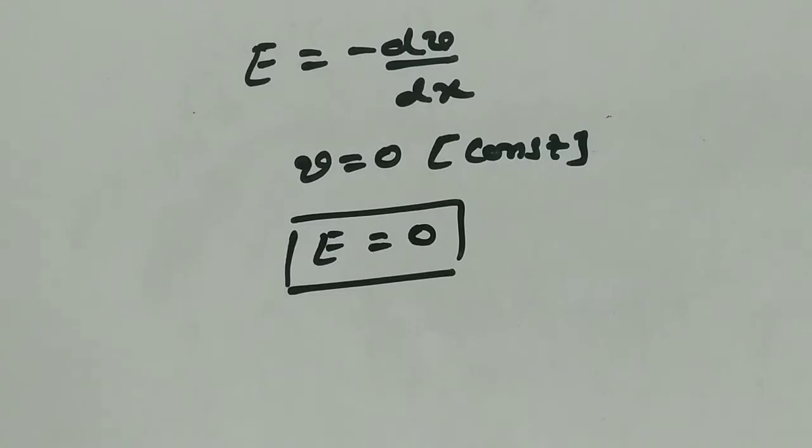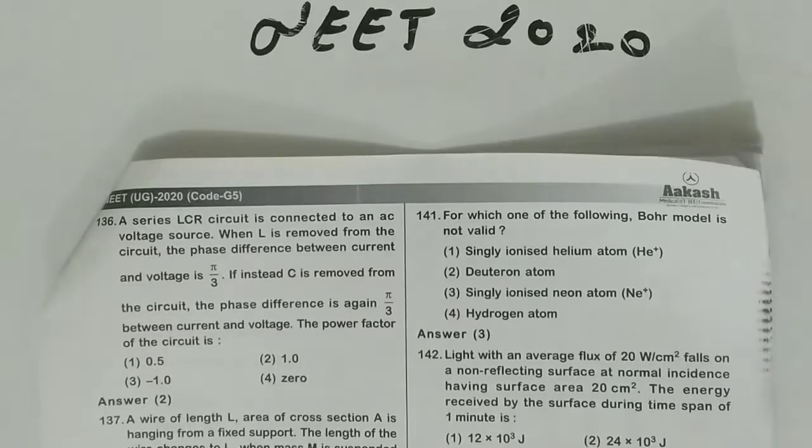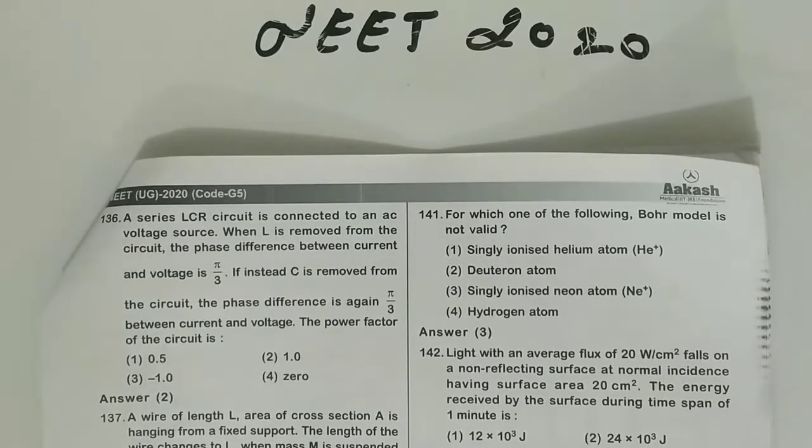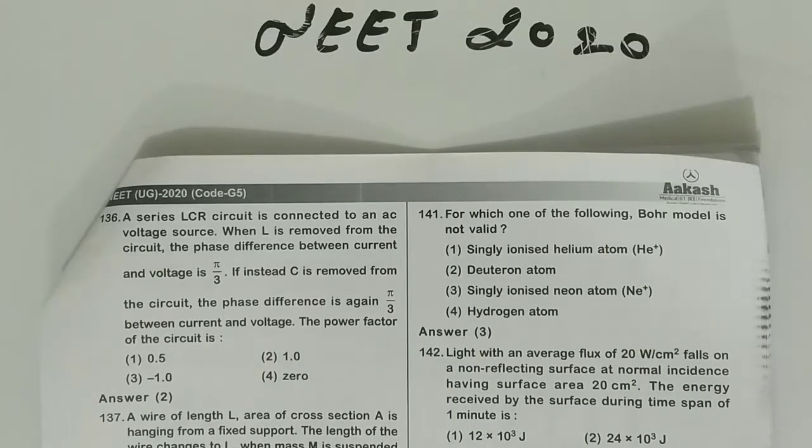What is your option? Fourth option, right? E equals 0. Is it clear? Yes. 141st, that is nothing but the sixth question here. For which one of the following is the Bohr model not valid? When you come across the theoretical section, according to Bohr's atomic model, it is valid only for hydrogen and hydrogen-like atoms.